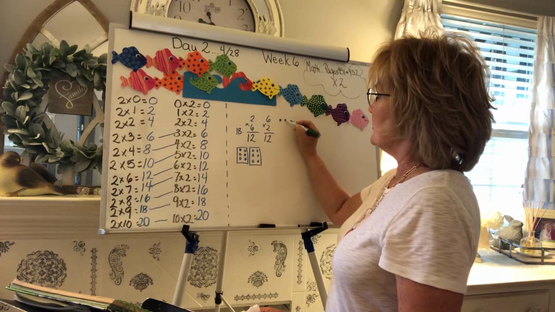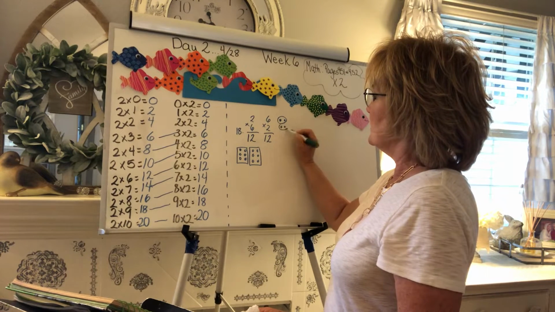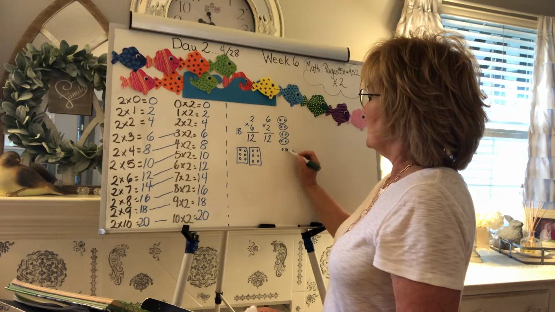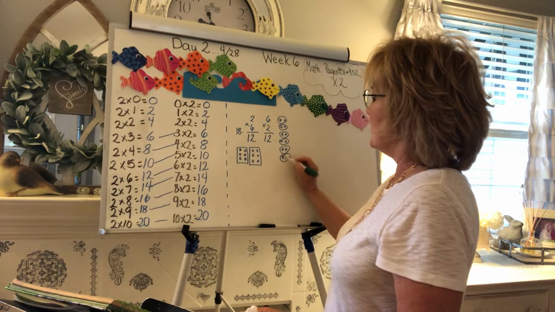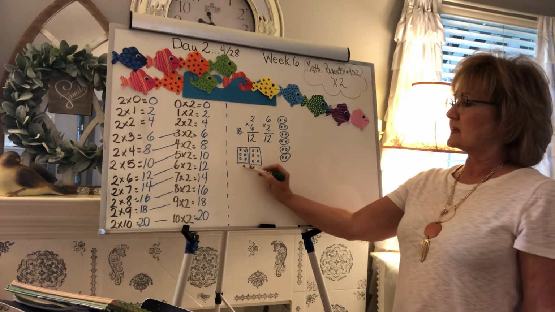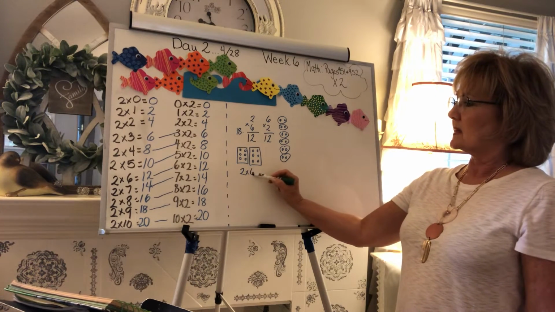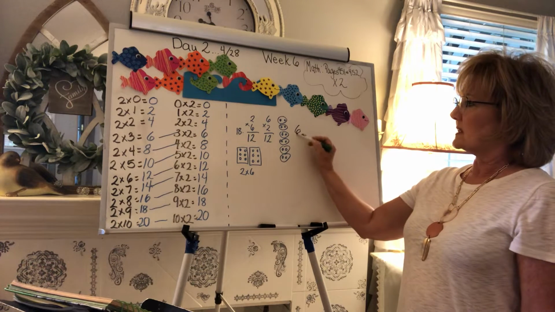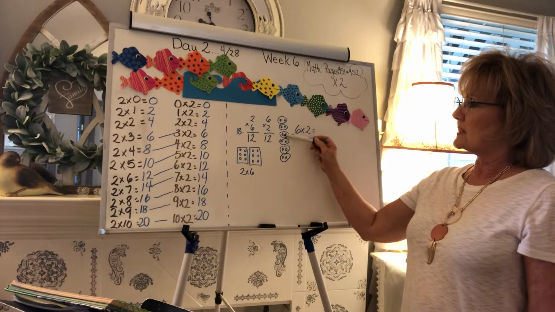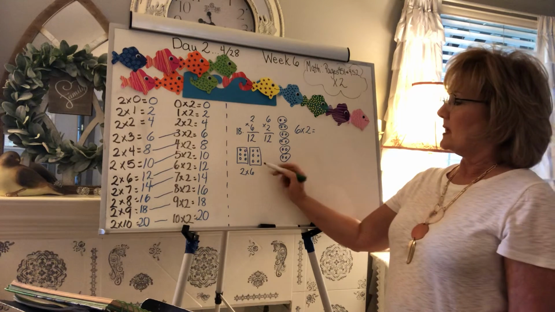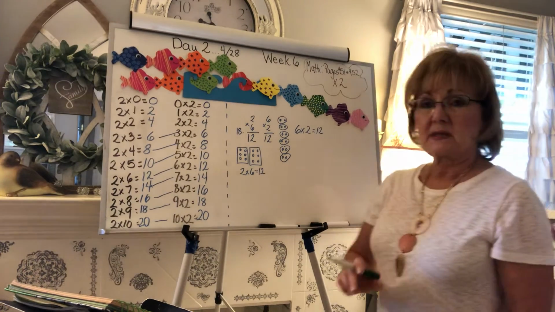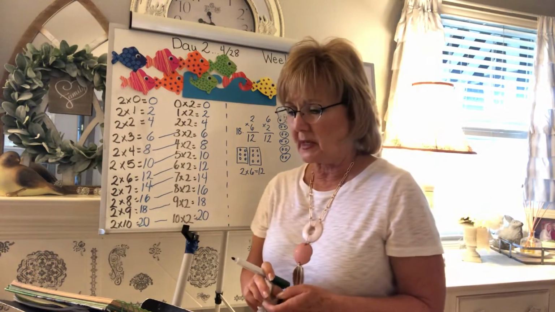Here are 6 twos. 1, 2, 3, 4, 5, 6. That's the difference, okay? This is 2 times 6. This is 6 times 2. You still have 12. 2, 4, 6, 8, 10, 12. Either way, you're going to get the same answer, right? So go ahead and do both those pages.